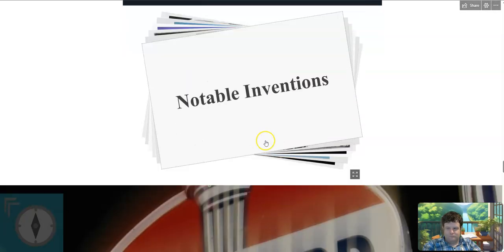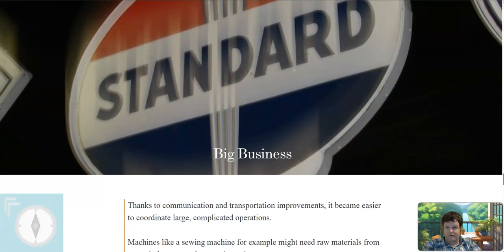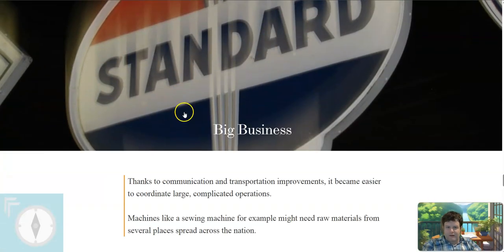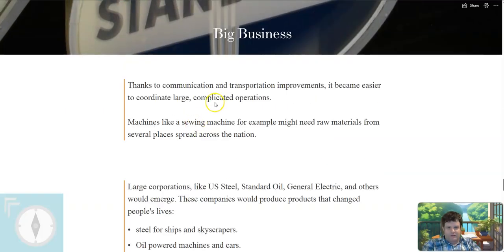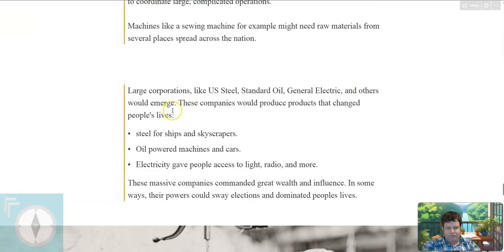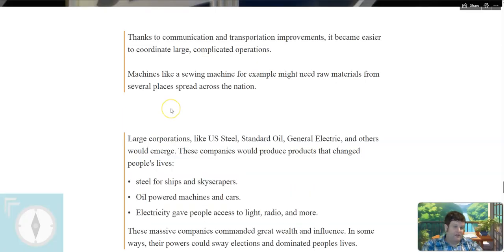Alrighty, let's keep going. Now we're going to talk more about big businesses a bit later, but let's get into a little bit of the basics for the introductory lecture. Thanks to transportation and better communication, you can now have large businesses coordinate more complicated operations. This is important because you can have a big company that may be drawing raw materials from different parts of the country.